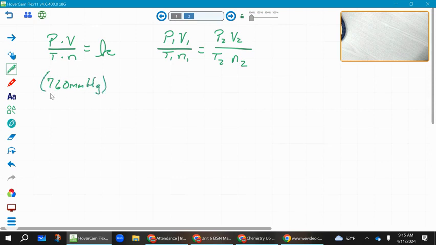Now what would be standard temperature? Remember we said it was a certain number. Anybody remember what the number for standard temperature was? Freezing point of water, 0 degrees Celsius, 273 Kelvin. Now what would be the volume of the gas? 22.4 liters, assuming what? 1 mole.